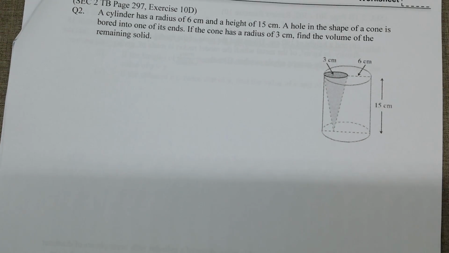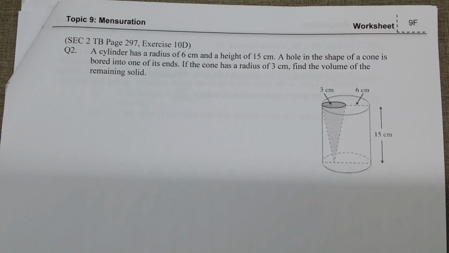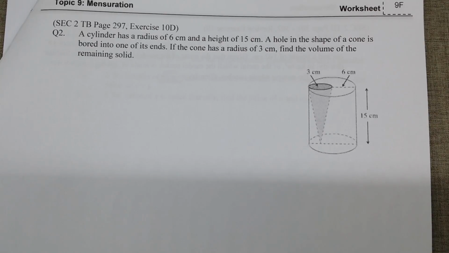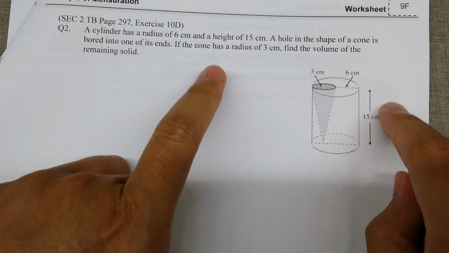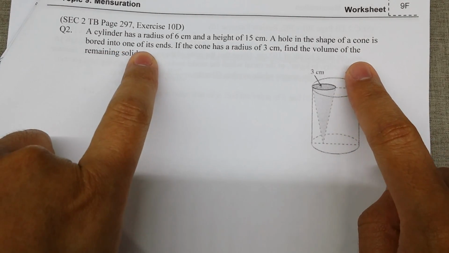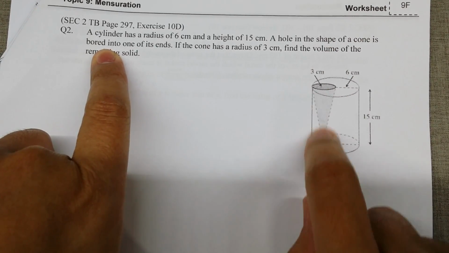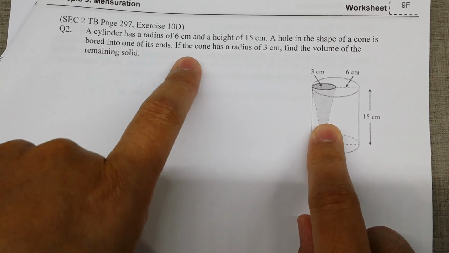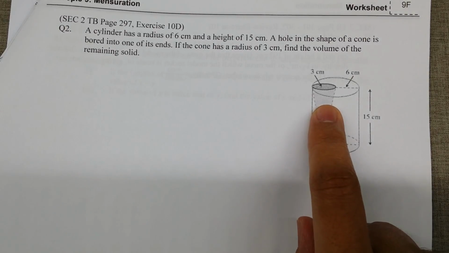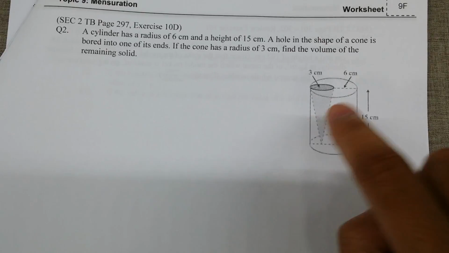This question over here. I should be able to do this quite fast. Let's see. A cylinder has a radius of 6 cm, and a height of 15. A hole in the shape of a cone is bored into one of its ends. Bored, that means you drill a hole in the shape of a cone. If the cone has a radius of 3 cm, find the volume of the remaining solid. Okay, not difficult. Cylinder minus the cone.